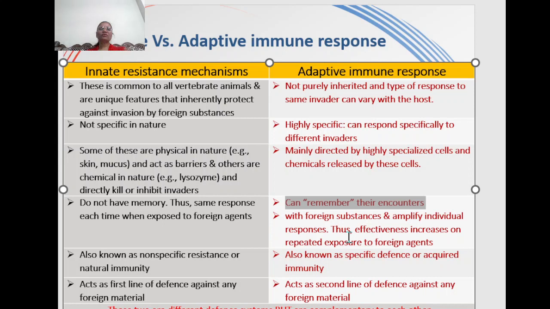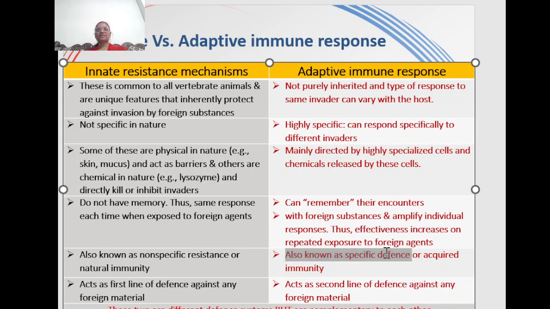If the first time there has been an interaction with typhoid bacilli, then the second time when the same organism comes in contact with the same patient or same person, the response generated will be of a good amount, or at a heightened level, right? So an amplified response will be observed. The effectiveness of the secondary and tertiary response will be more on repeated exposure.